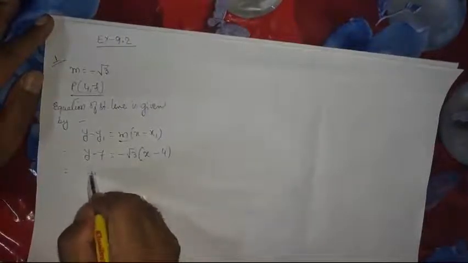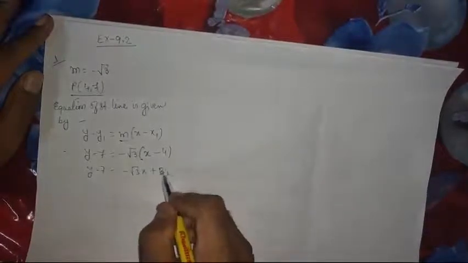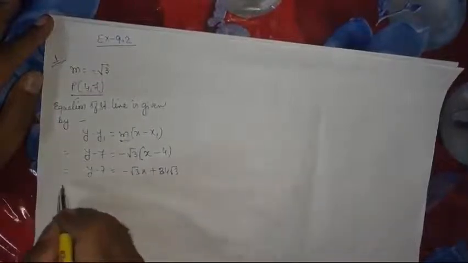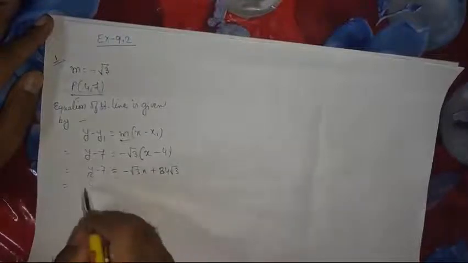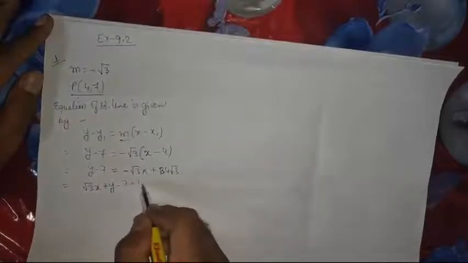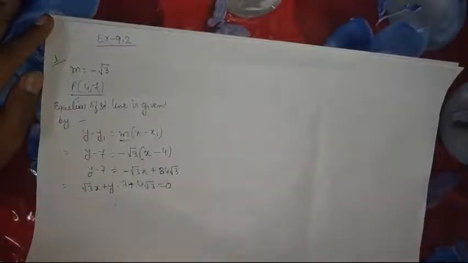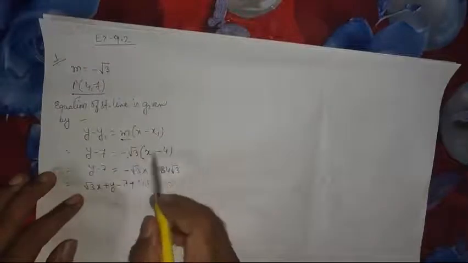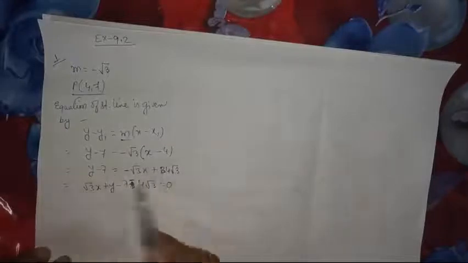You get something like y minus 7 is equal to minus root 3 x plus 4 root 3. Okay, fine. Now, the equal to I have already given, right? So if you arrange this side, it will come to this side, and you get something like root 3 x plus y minus 7 plus 4 root 3. I have just arranged this. Let me check if I made a mistake. Yes, this will be minus 4 root 3, because when this comes here, it becomes minus.